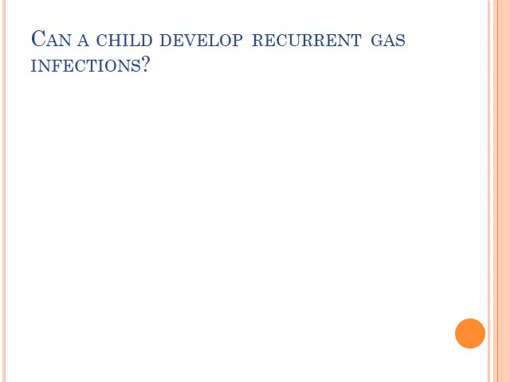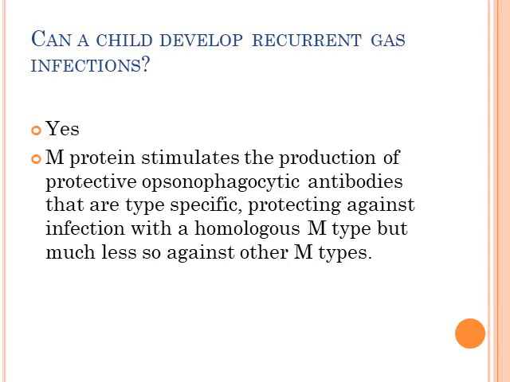Can a child develop recurrent group A streptococcal infections? Yes, because the M protein stimulates the production of protective antibodies that are type specific, that protect against infection with a homologous M type only, but much less against other M types. So the child can develop recurrent streptococcal infections due to other serotypes.